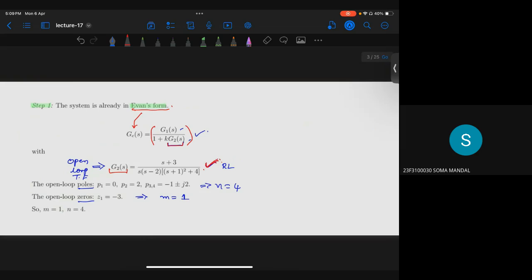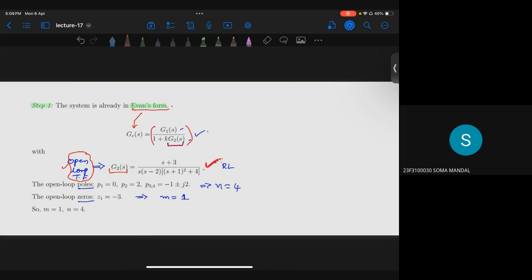Okay, so basically, we draw the root locus by starting with the open loop transfer function. That is nothing but this expression. I hope this is clear. By drawing the root locus for the open loop transfer function, we get the pole locations of the closed loop transfer function.